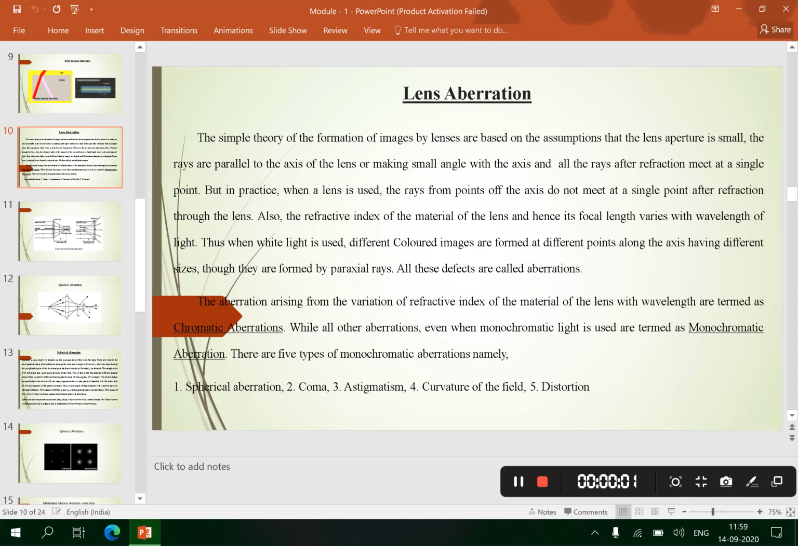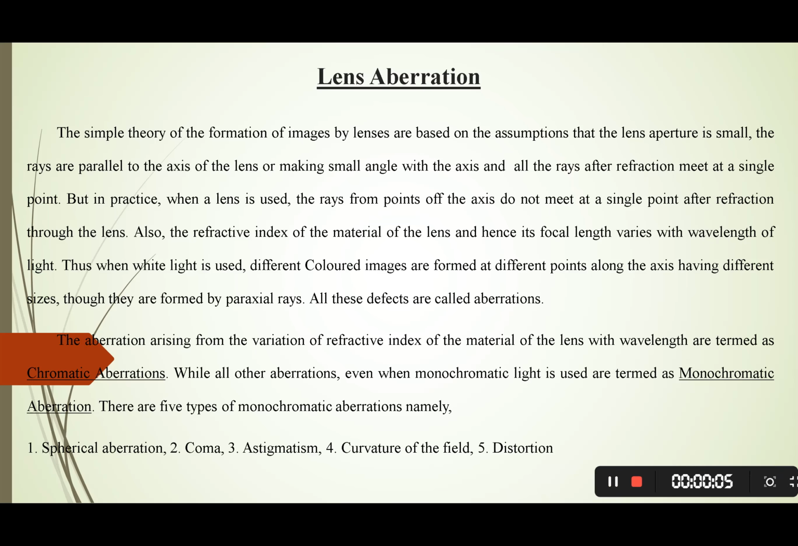Good morning everybody. In this video, I discuss spherical aberration. To understand spherical aberration, let us first understand what lens aberration is.